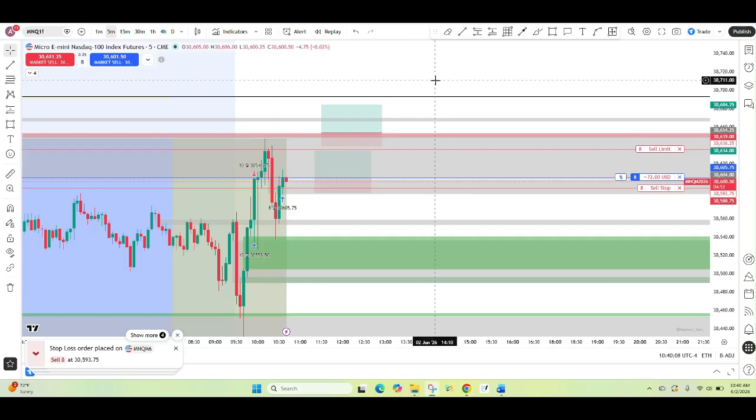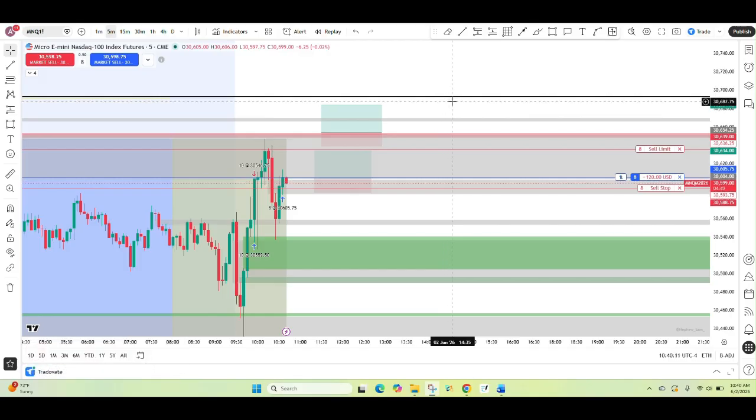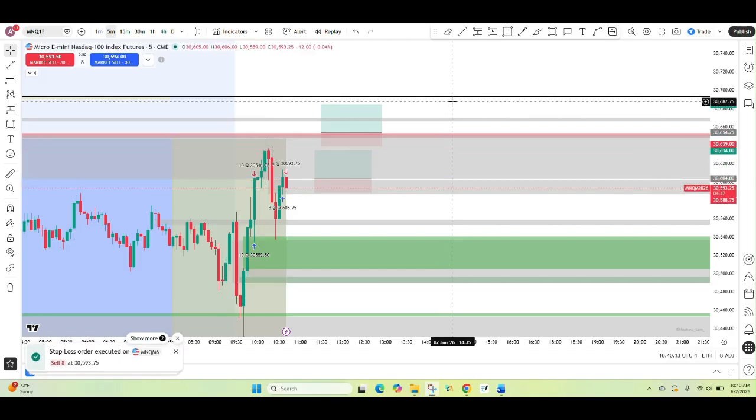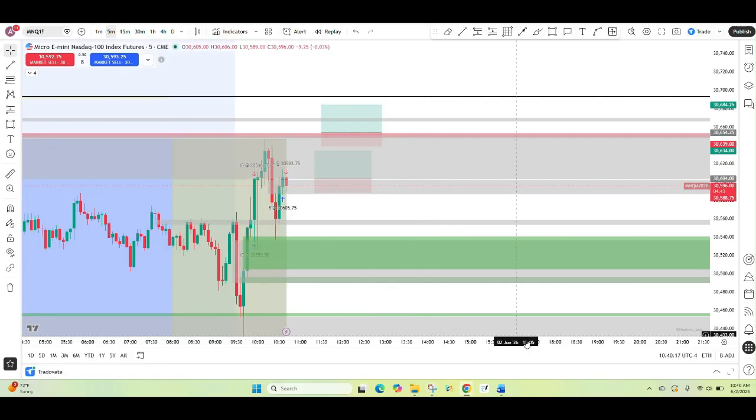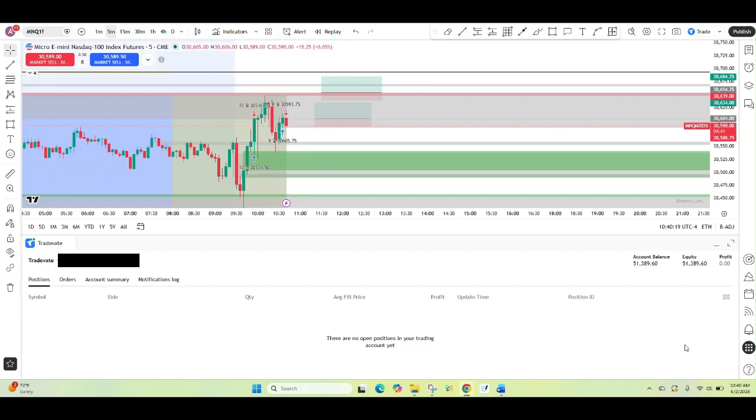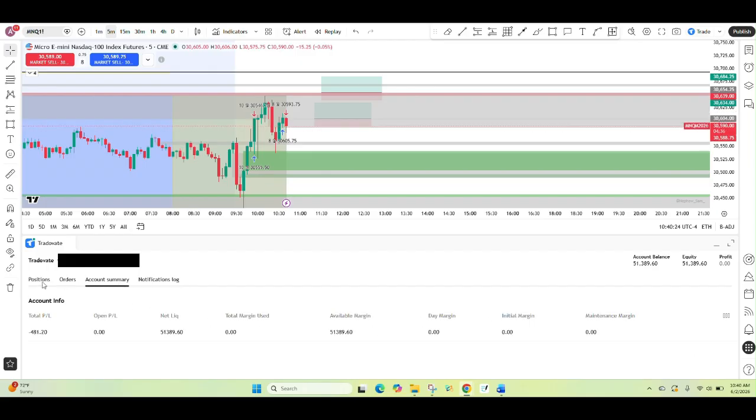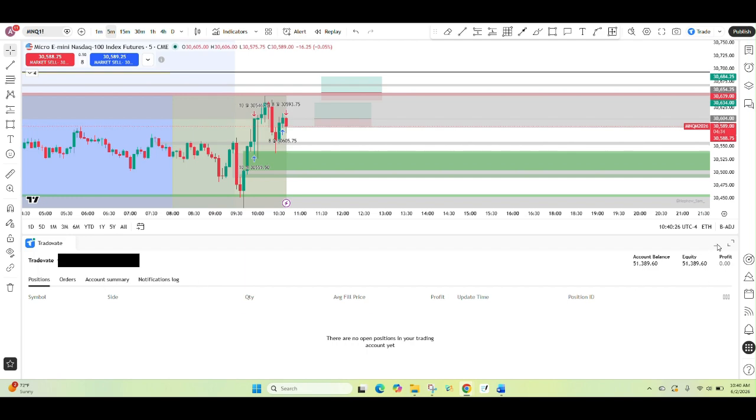Okay, so I was able to get another entry when this fair value gap inversed. Great, and it stopped me out again. So I just lost again. So my new balance is 51,389. So in total today I lost $481.